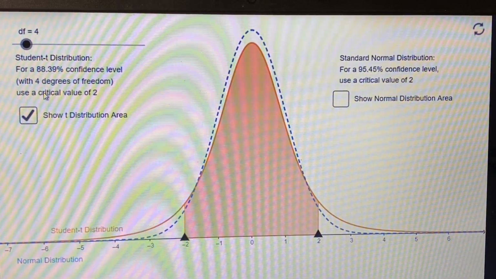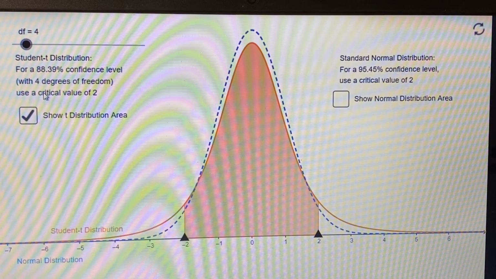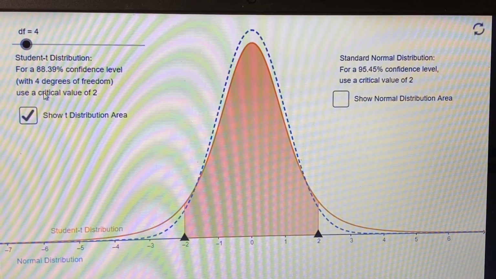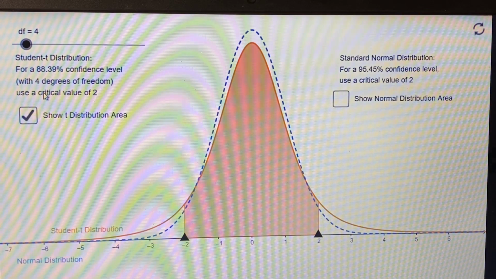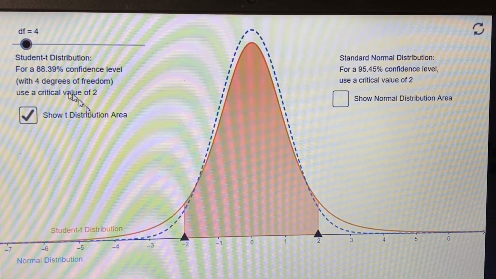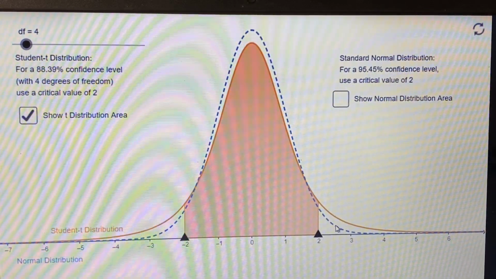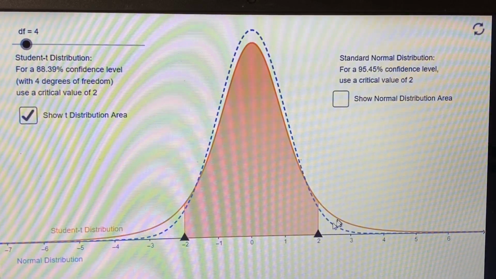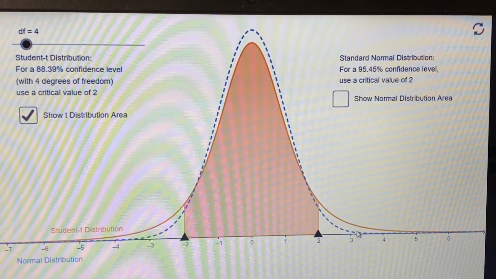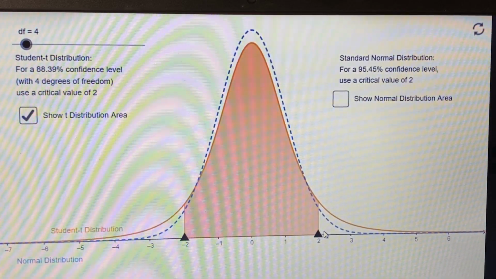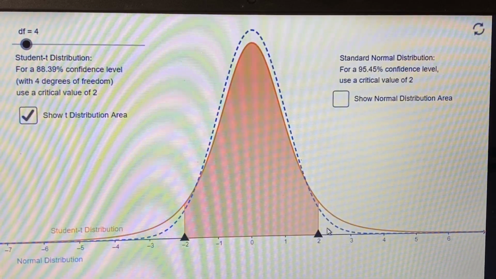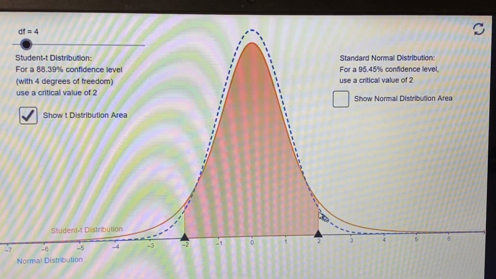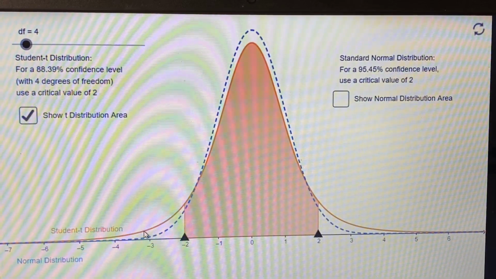So the other 12% approximately, right, that makes up 100%. 88% and 12% make up 100%. So that 12% is split in half into the two tails. So right here is 6%, whereas with the normal curve, it was 2.5%. So you can see that there's a lot more data in the tails.